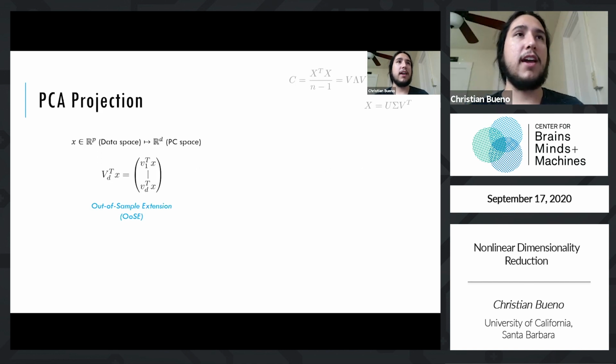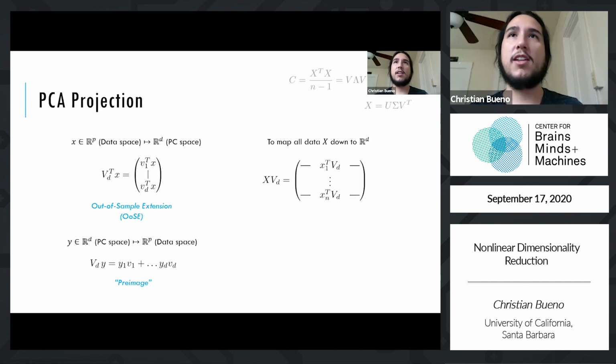Now, where was I? Yeah, so you get the ability to extend outside of your data set. You can also do the pre-image, going from the principal component space back up to data space. And if you want to do this with singular value decomposition, you can do that as well.